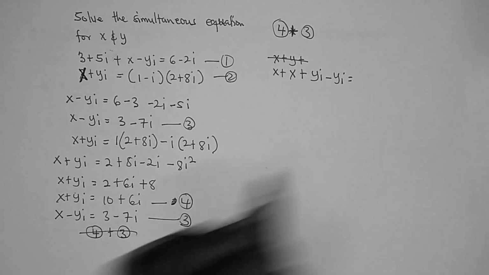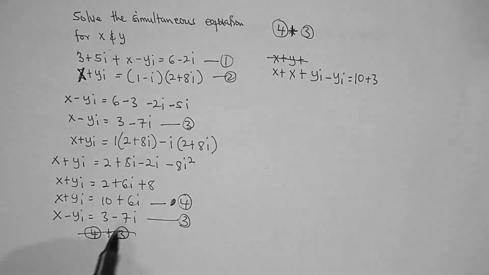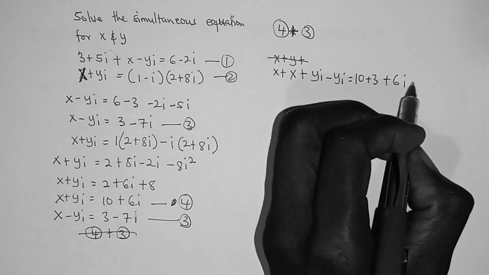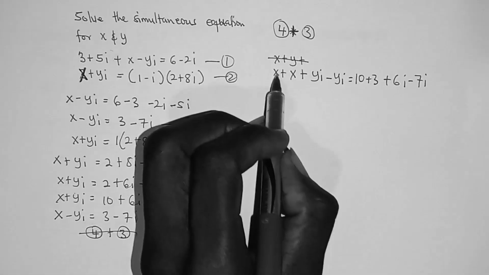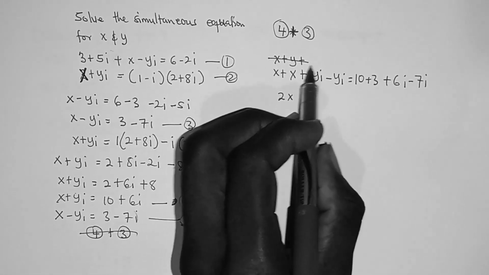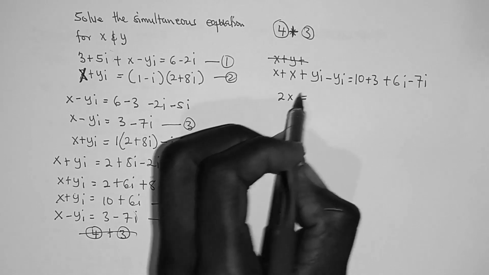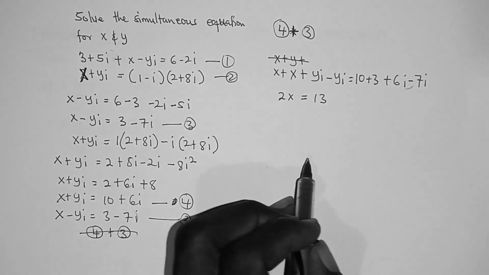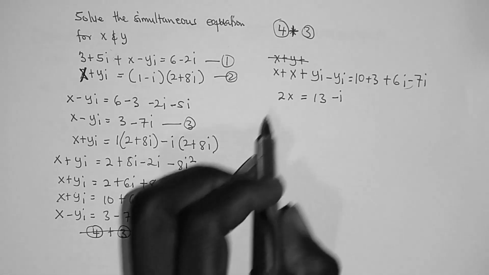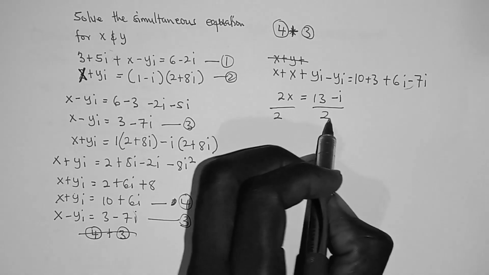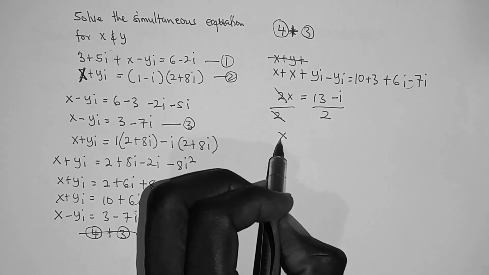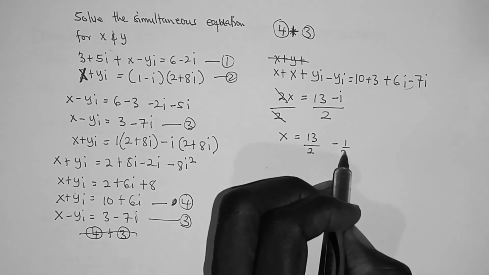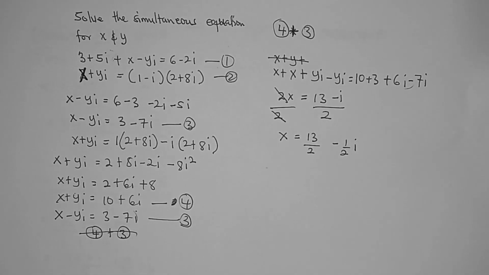equals 10 plus 3 and then plus 6i, then minus 7i. So x plus x is 2x, then plus yi minus yi is 0, is equal to 10 plus 3 is 13. Then 6i minus 7i is minus i. So you can divide through by 2 and divide through by 2. This 2 and this 2 cancel out. So x is equal to 13 divided by 2 minus 1 divided by 2i. So this is the value of x.